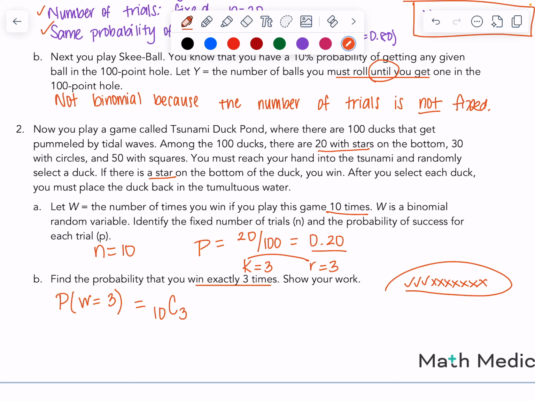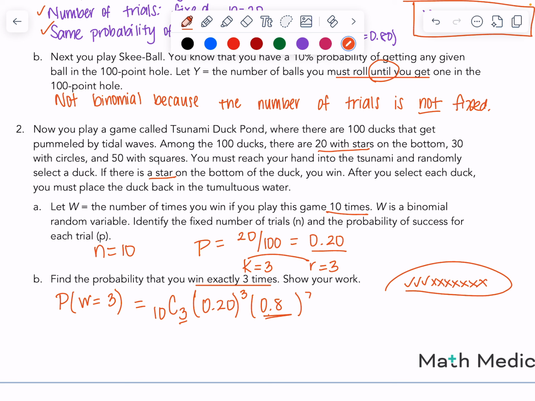Okay, so let's finish writing out the formula. Probability of success is 0.2. How many times are we looking for that success? Well, it's this number right here. We want 3 successes. How many failures? Well, there's going to be 7 of them because 3 plus 7 is 10. But what goes in here for the probability of failure? Well, you're going to do 1 minus your probability of success. So that's going to be 0.8.